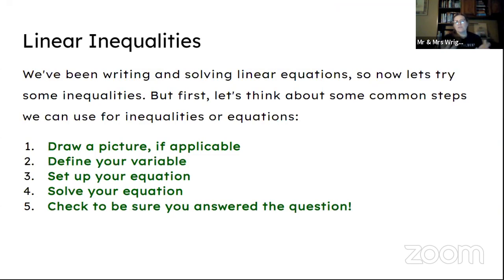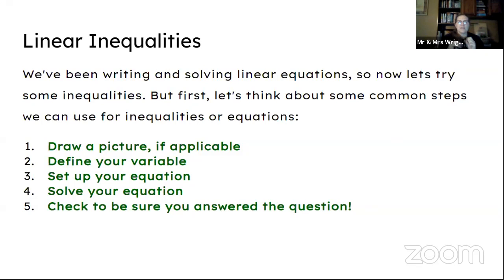The second is to define our variable. In other words, we have to pick a letter to represent the missing information. It's always easy to plug in an X, but sometimes if we're looking for a number, we might use N. If we're looking for a width, we might use W. If we're looking for the number of students, we might use S. So you get to define your variable when you're the one writing the equation or inequality.